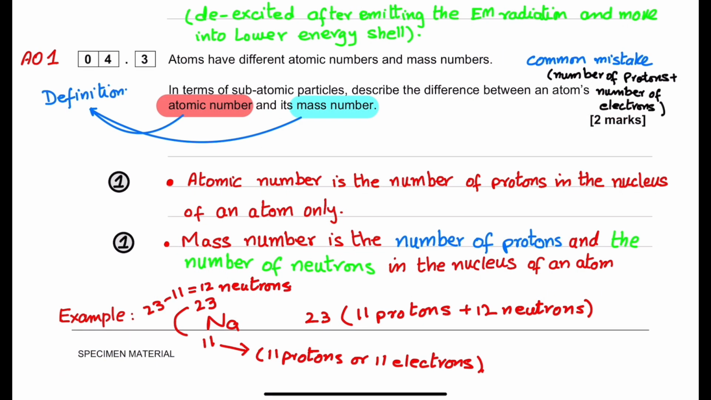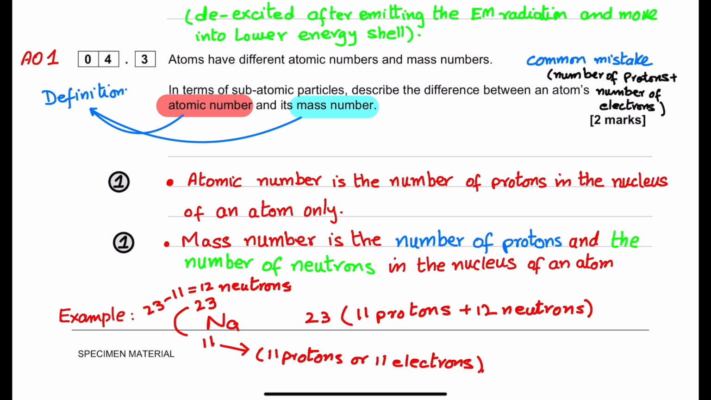Atomic number is the number of protons in the nucleus of an atom only, whereas the mass number is the number of protons and the number of neutrons in the nucleus of an atom. An example is given here. Sodium has atomic number 11 and mass number 23. It means that it has 11 protons or 11 electrons.